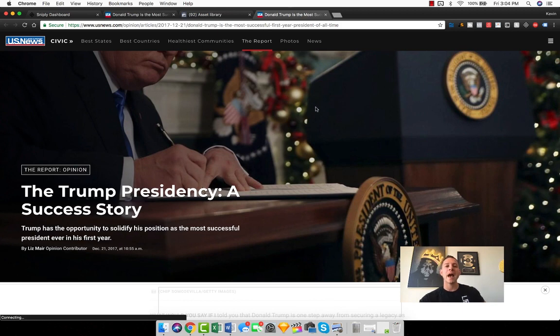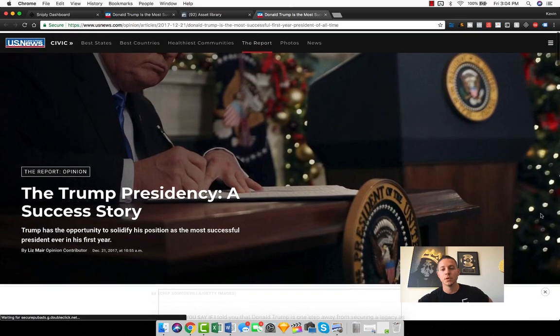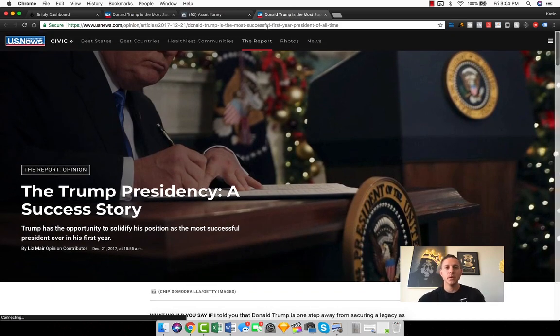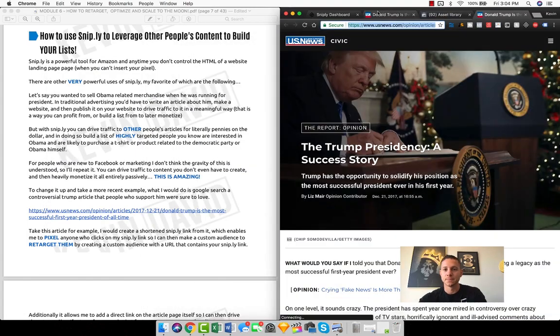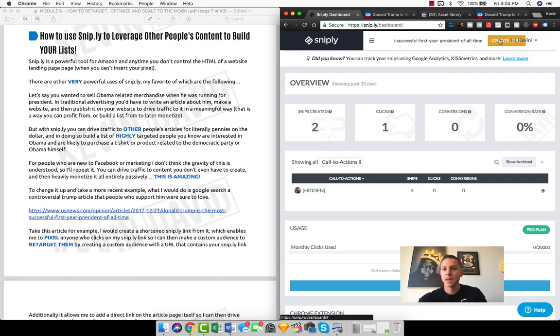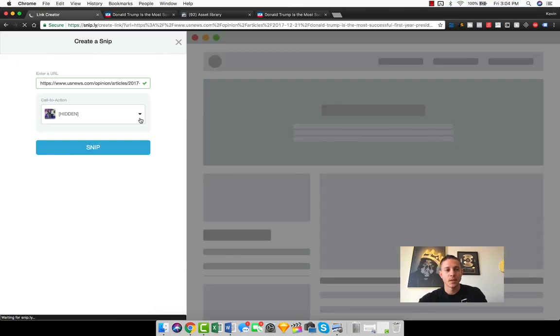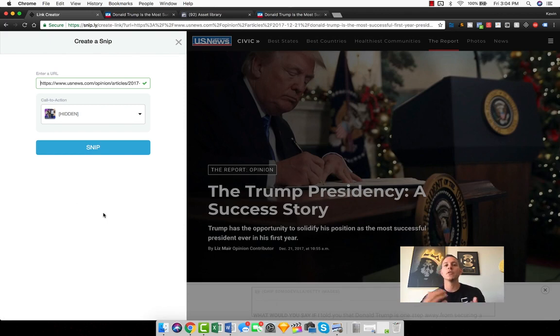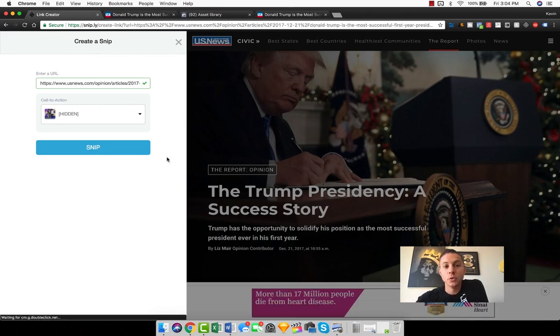And so if you ran an ad, for example, an engagement ad to this post, with a very politically charged picture of Trump, people would click on this at a very cheap rate. And you don't even have to write this article. But the beautiful part, guys, is that if we actually take this link, we come into Sniply and we create a snip. Because a lot of other news sites that aren't Amazon do support iframes.